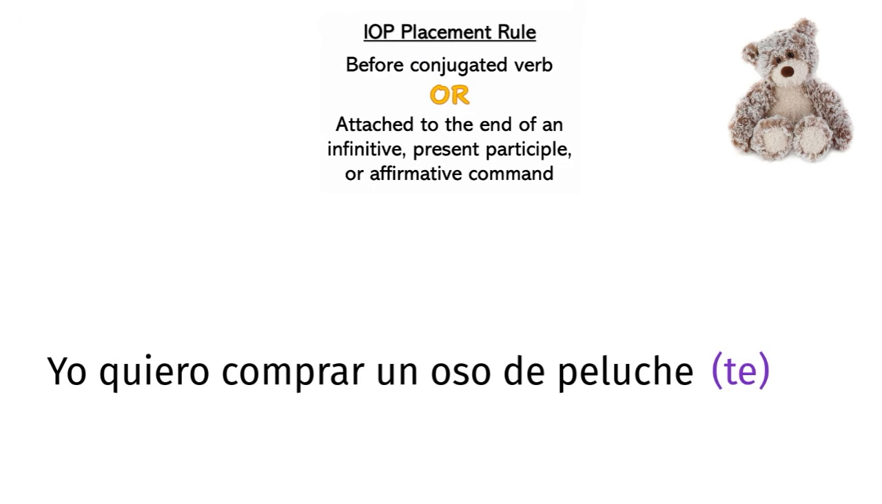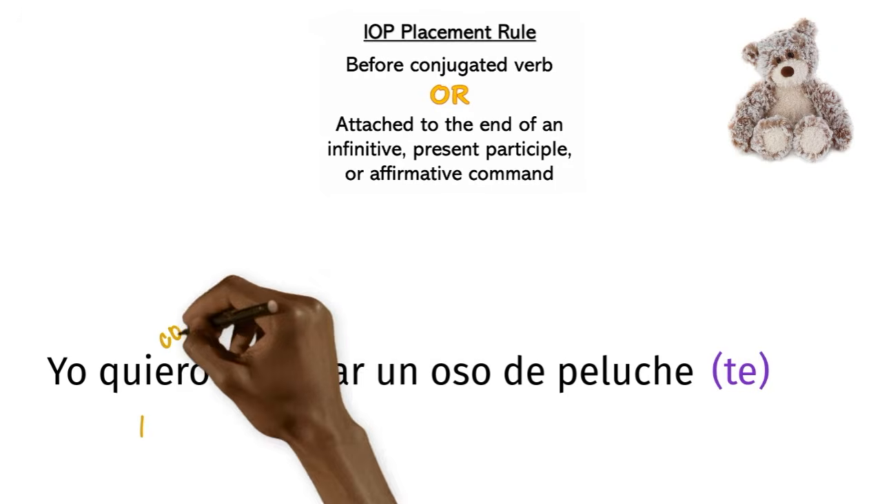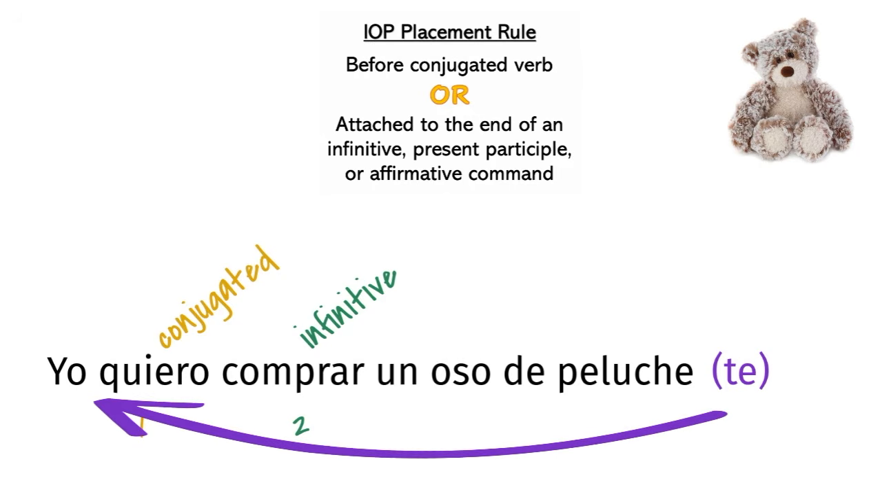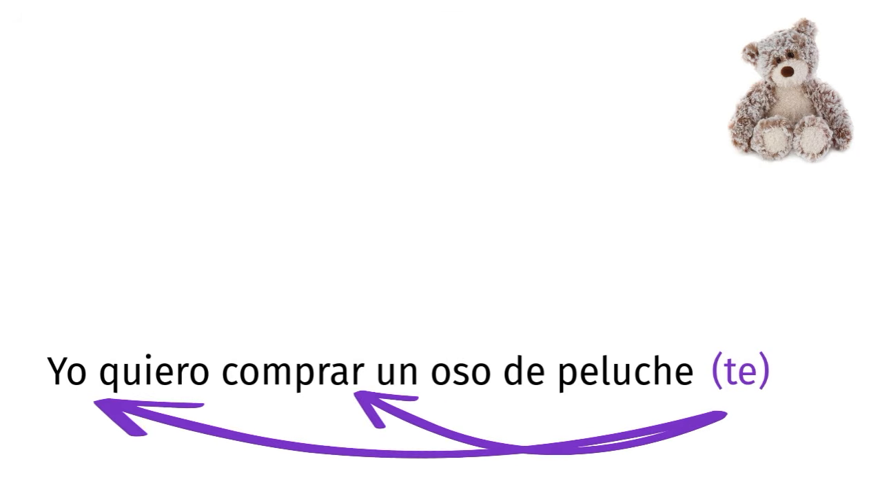The rules say that object pronouns go before conjugated verbs or attached to the end of an infinitive, present participle, or affirmative command. Here we have two verbs. One is conjugated. Quiero is querer conjugated in the yo form, and the other is to buy, comprar, which is in the infinitive form. That means we have a choice. Te can either go before the conjugated verb or attached to the infinitive.